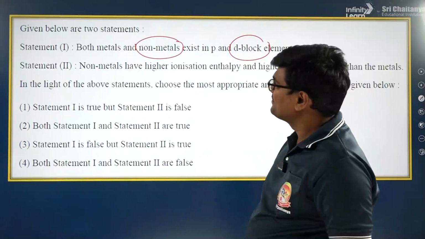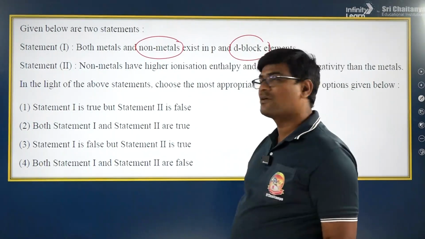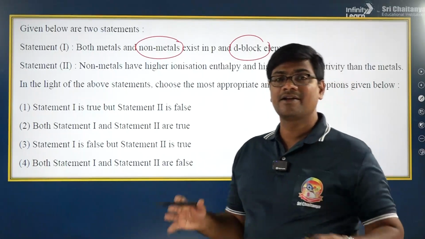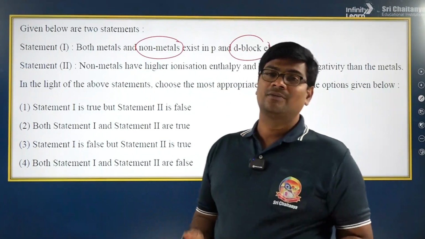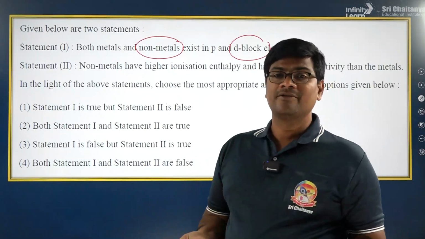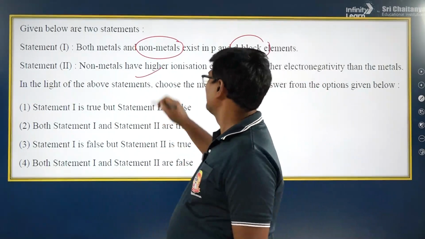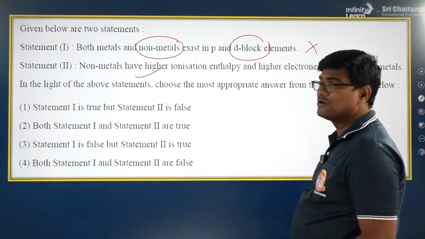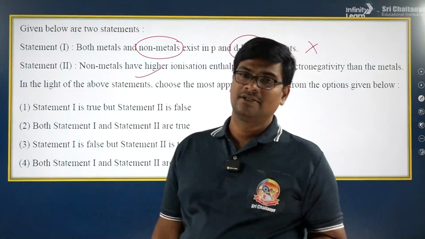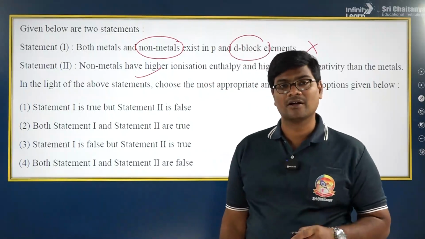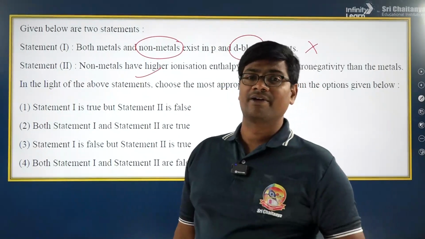Let's go for next. Non-metals have higher ionization enthalpy and higher electronegativity than metals. Obviously, that is right only. Generally, non-metals do have more electronegativity, more electron gain enthalpy, negative value, more ionization energy. So this is the right statement and this is the wrong statement. So don't make silly mistakes. D block only has metals. There are no non-metals in D block. P block, yes, metals are there, non-metals are there, as well as metalloids.